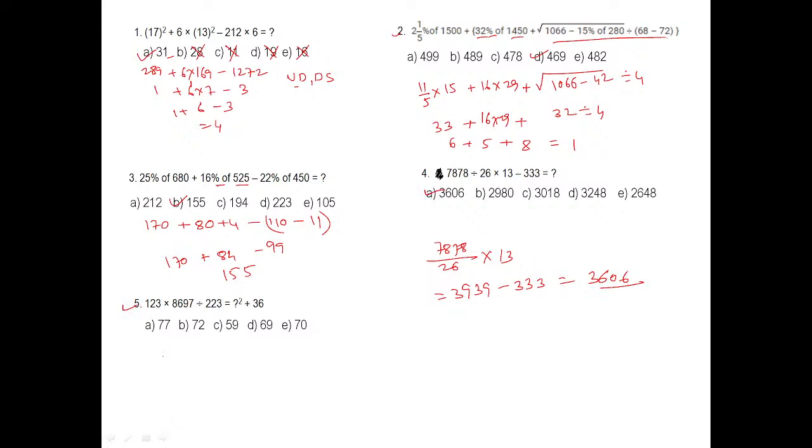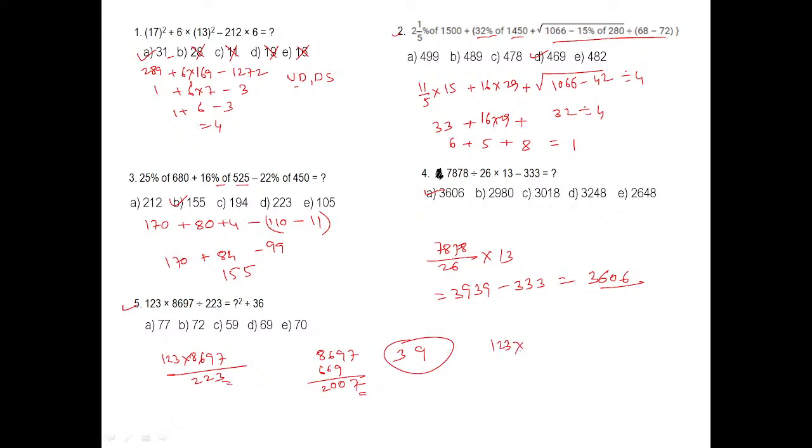Moving to next, 123 multiplied by 8697 by 223. So 8697 divided by 223 is divisible 3 times, so 669. So 2007. Unit digit 3 is here, 7 is here. What could be the possible multiplication? That is multiplied by 9. 2 into 9 is 18, close to this. Definitely it would be a satisfied one. So 39, here it is.